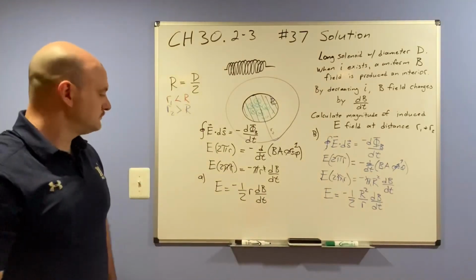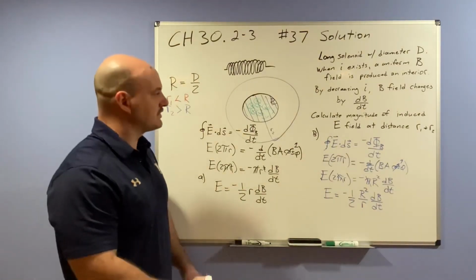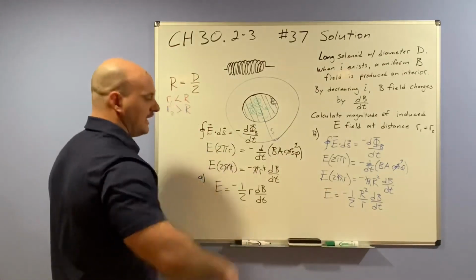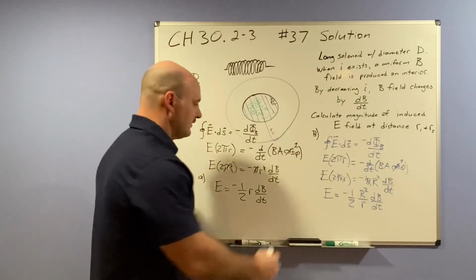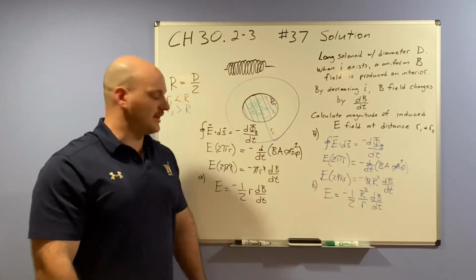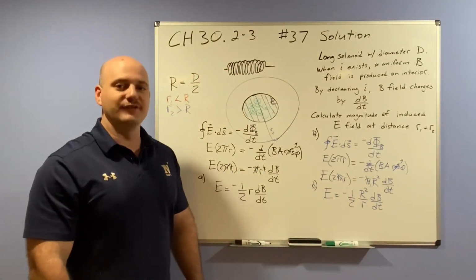Now for both of these, they asked for the magnitude of that electric field, so we can get rid of the negative sign. But essentially, that's what we've got for both inside the winding and outside the winding, calculating the electric field.